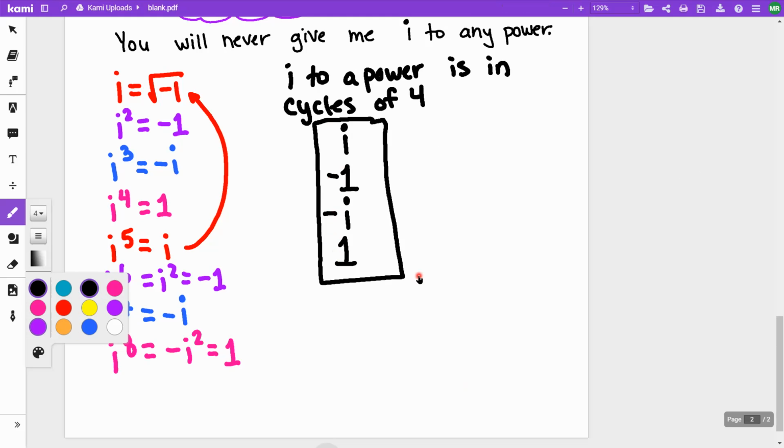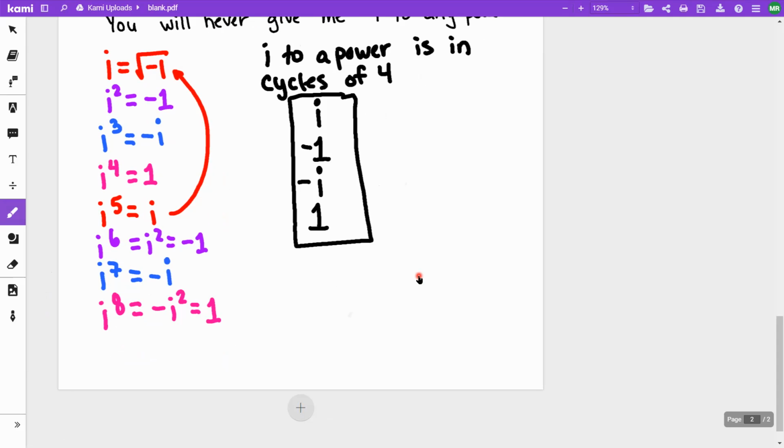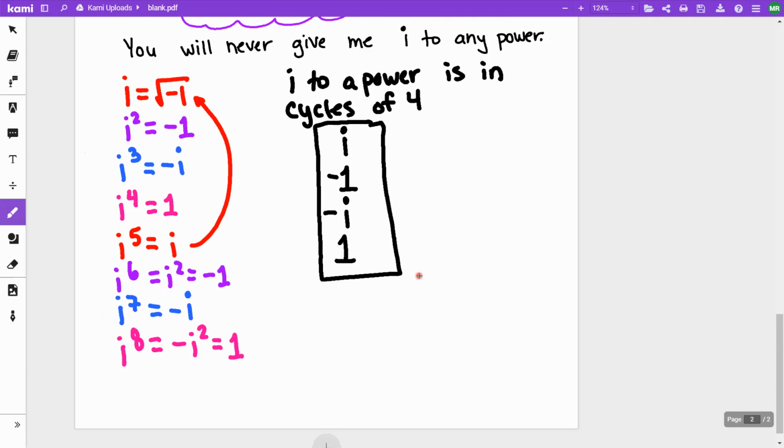So what we're going to do, for example, is divide the exponent by 4 to see what the remainder is. The remainder is going to tell you where we are.